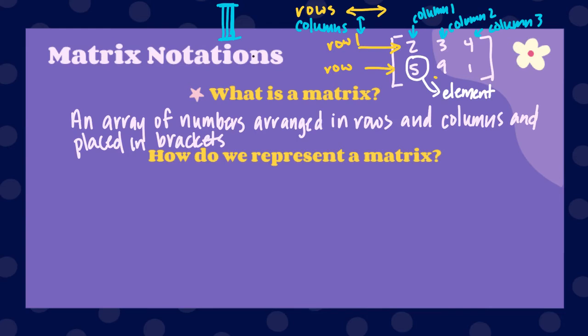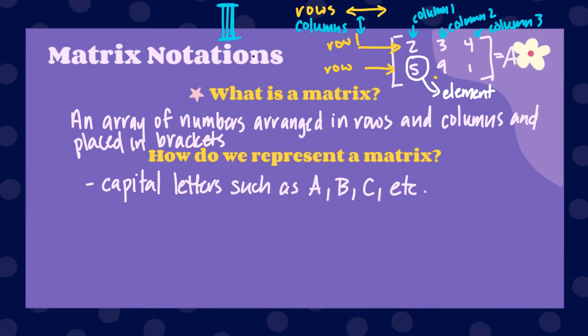So how do we represent a matrix? A matrix is represented by a capital letter. So I've drawn a matrix here, and we could say that this matrix equals A. So I could refer to that matrix as A.